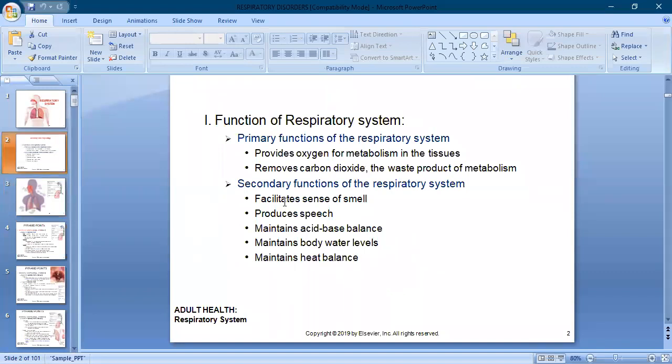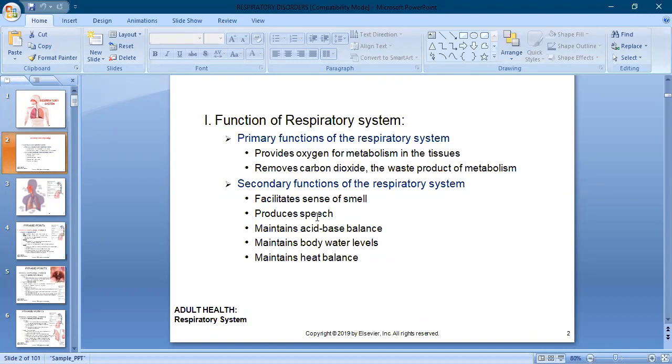Other functions of the respiratory system are that they facilitate the sense of smell. Yes, the nose has cells. The nose can identify what it is, right? Suppose you are sitting there, somebody cooked very tasty food and brings it in front of you. So your nose can sense the taste, what it is. And your salivary glands start to secrete saliva, right? They also help in phonation, producing speech and making it melodious.